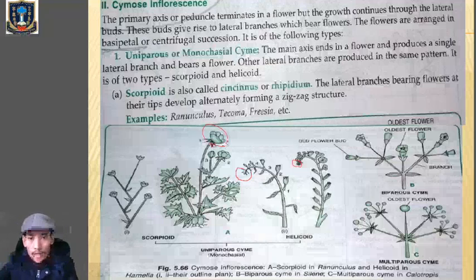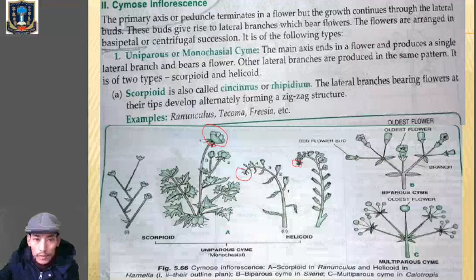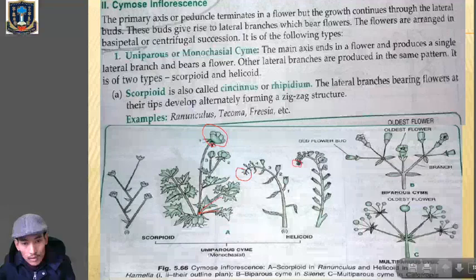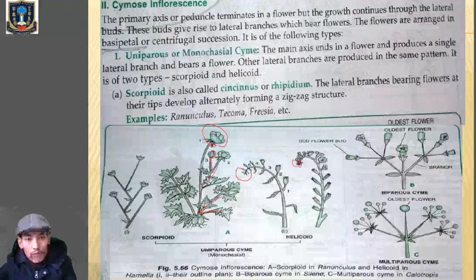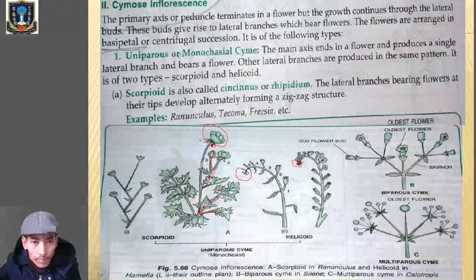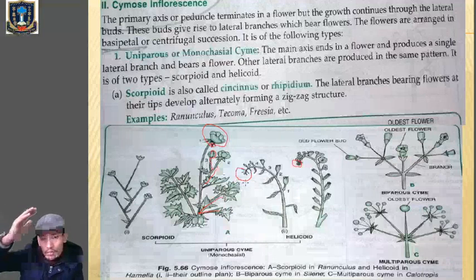But the growth continues through the lateral buds also. These buds give rise to lateral branches which bear the flower. You can see over here the lateral branches coming out, and the lateral branches give rise to a flower. Clear? So here the flowers are arranged in a basipetal or centrifugal succession. The upper flowers will be older and the lower ones will be younger, because it is continuously growing on but ending in a flower.